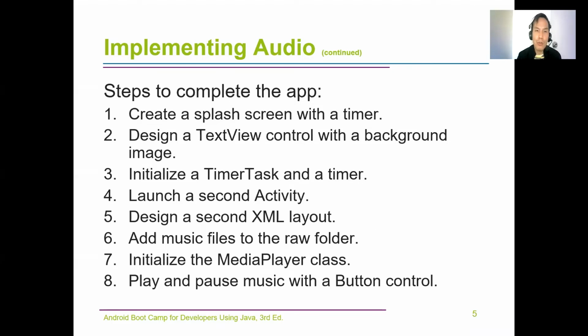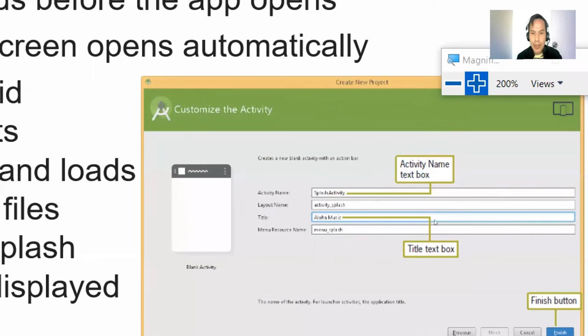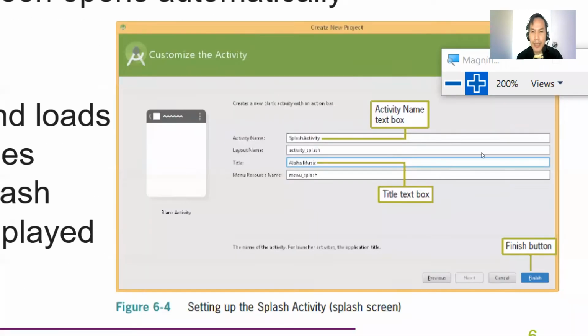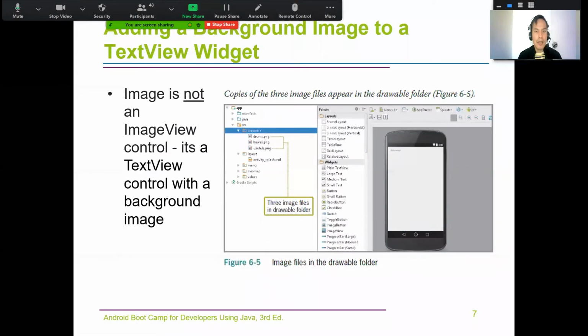Okay, so in creating a splash screen, as you can see, there's a window you could create automatically based on the layout. In this example, we have the activity name, SplashActivity. So this is the activity name, then the title. Next we have an image view, based on the text view. So we need to control that with a different background image.